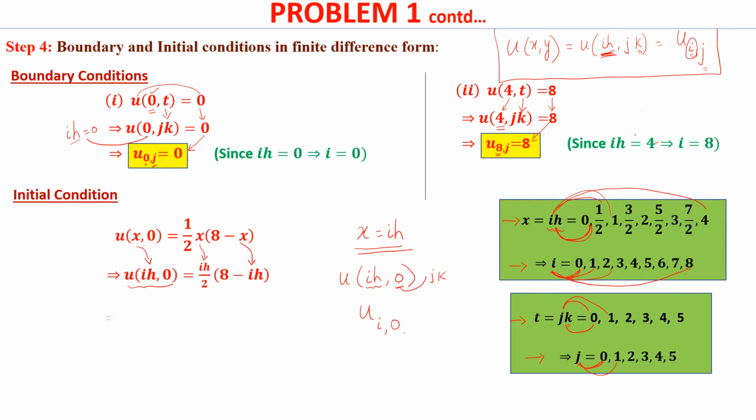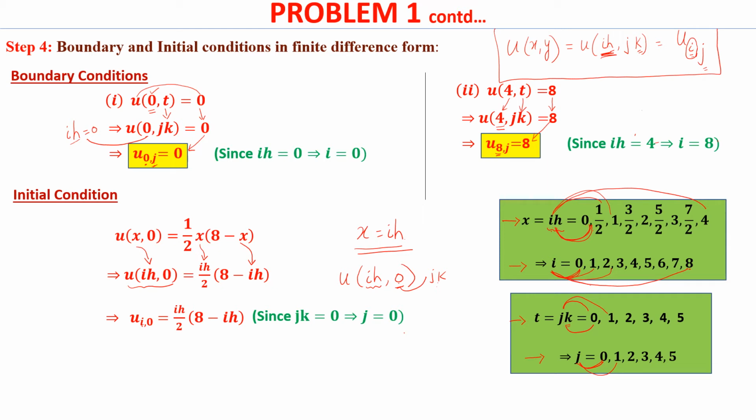So what will be the left hand side here? Ui comma 0. As I said, IH is becoming I. The second component, why is it becoming 0? Because jk equal to 0 implies j equal to 0, and then you are getting the right side. So the left hand side rewriting in the finite difference form is possible because jk equal to 0 implies j equal to 0.